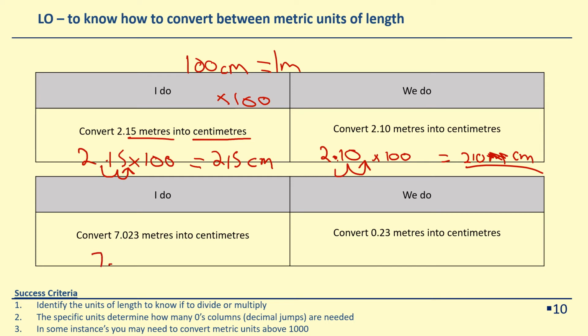Right, we've got a larger number. Well, I say larger, it's got more decimal value with it. It is slightly larger than the last I Do. So, convert 7.023 meters into centimeters. So, we times by 100. That's going to be moving it down twice, as we've done already. And that leaves us with 702.3 centimeters.